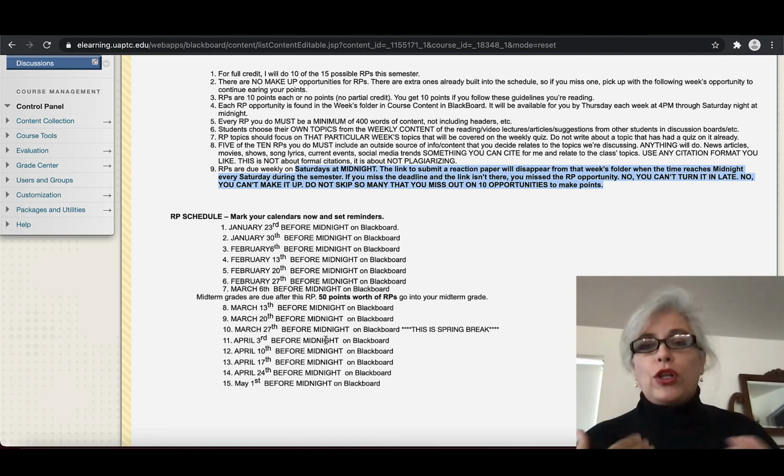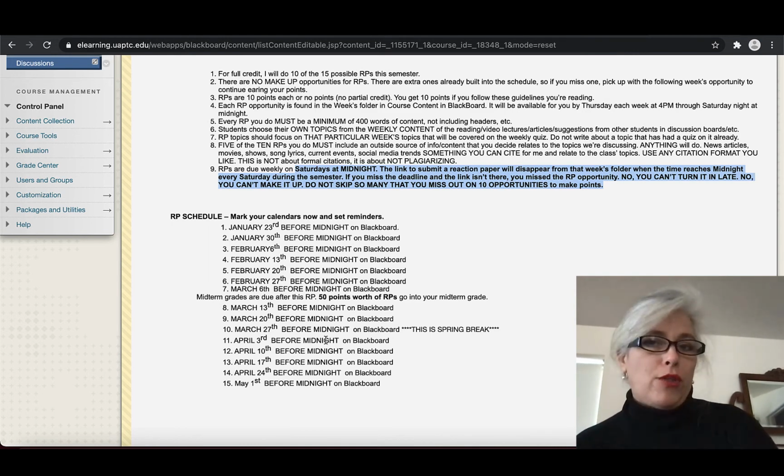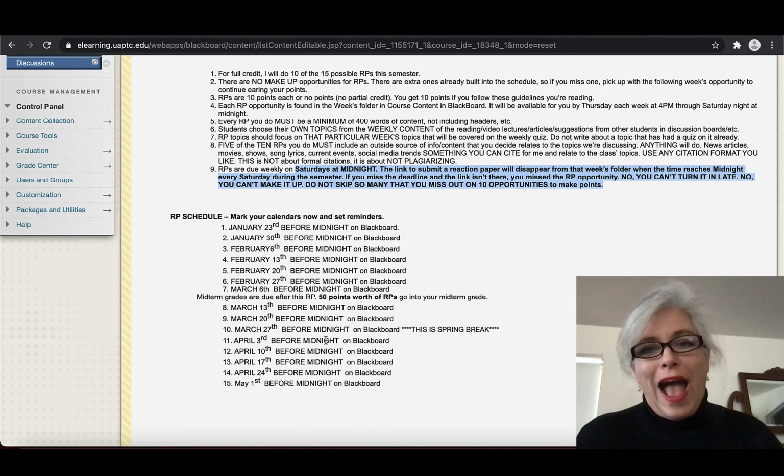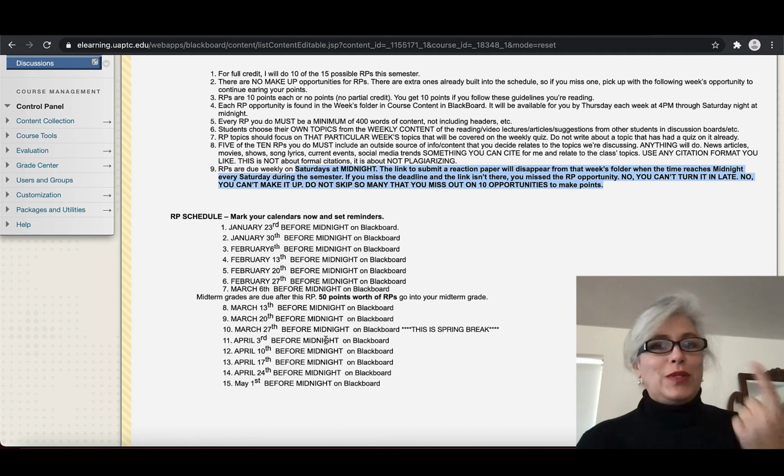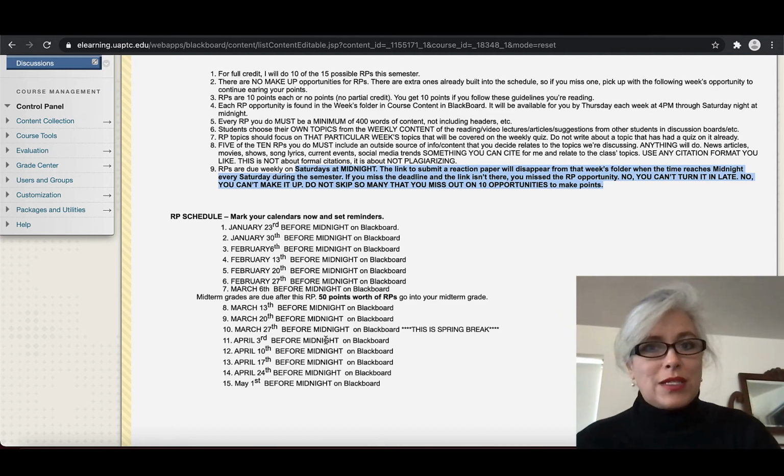And I will regularly, in the videos that you're required to watch, refer to the reaction paper. So that will also be another reminder. But just get yourself in the habit now to figure out how you're going to remind yourself that there's that weekly assignment called a reaction paper. It's 10 points each, but you need to do 10 of them. So that's 100 points over the course of the semester. It's a big deal.